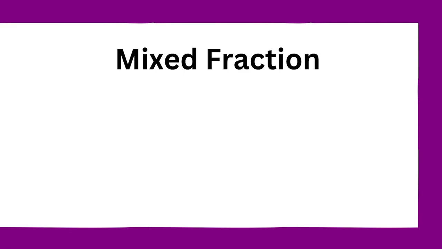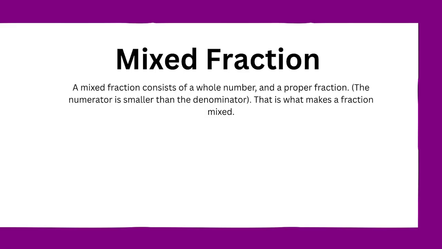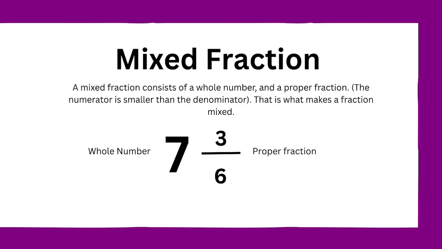Now, if I want to go on to a mixed fraction, this fraction consists of a whole number and a proper fraction. So now you're combining a new idea with a previous idea that we just went over. And just so you know, once again, to make sure it's really stuck with you, a proper fraction has a smaller numerator and a bigger denominator. That is what makes a fraction mixed alongside that whole number. So make sure you include a whole number and a proper fraction. This could be 7 for your whole number and 3 over 6 as your proper fraction. This is your mixed fraction. That's how you know it's a mixed fraction.